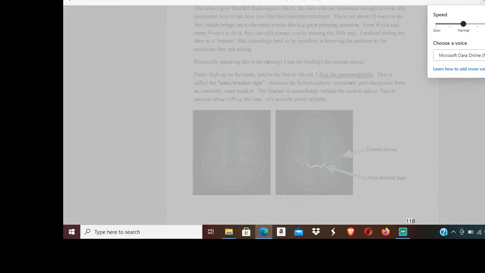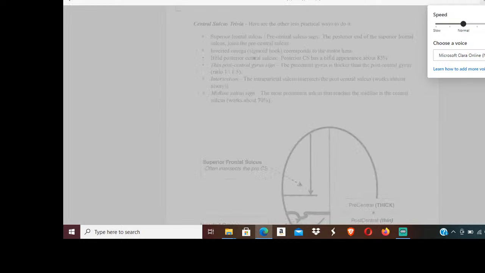118. Central sulcus trivia. Here are the other less practical ways to do it. Superior frontal sulcus, precentral sulcus sign. The posterior end of the superior frontal sulcus joins the precentral sulcus. Inverted omega, sigmoid hook corresponds to the motor hand. Bifid posterior central sulcus: the posterior central sulcus has a bifid appearance about 85% of the time.